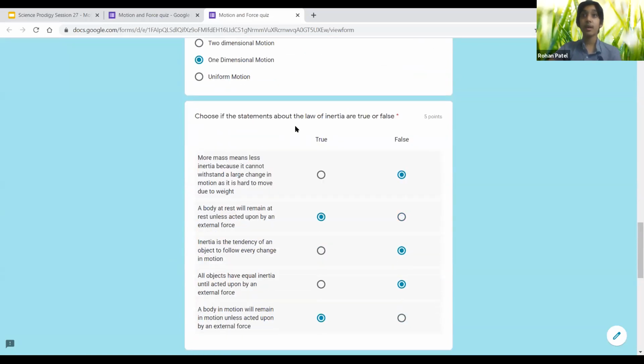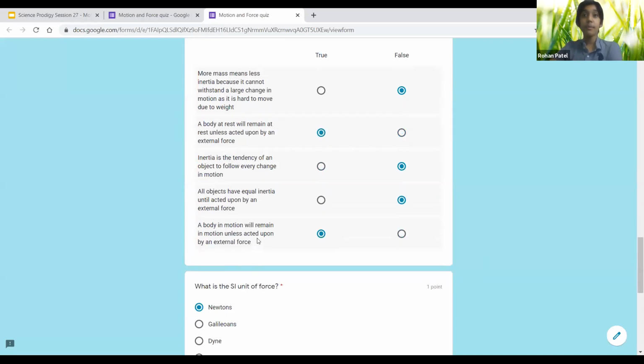Choose if the statements about the law of inertia are true or false. More mass means less inertia because it cannot withstand, that's false. A body at rest will remain at rest unless acted upon by an external force, that's true. Inertia is the tendency of an object to follow every change, that's false. All objects have equal inertia, false. And a body in motion will remain in motion unless acted upon by an external force, that's true.